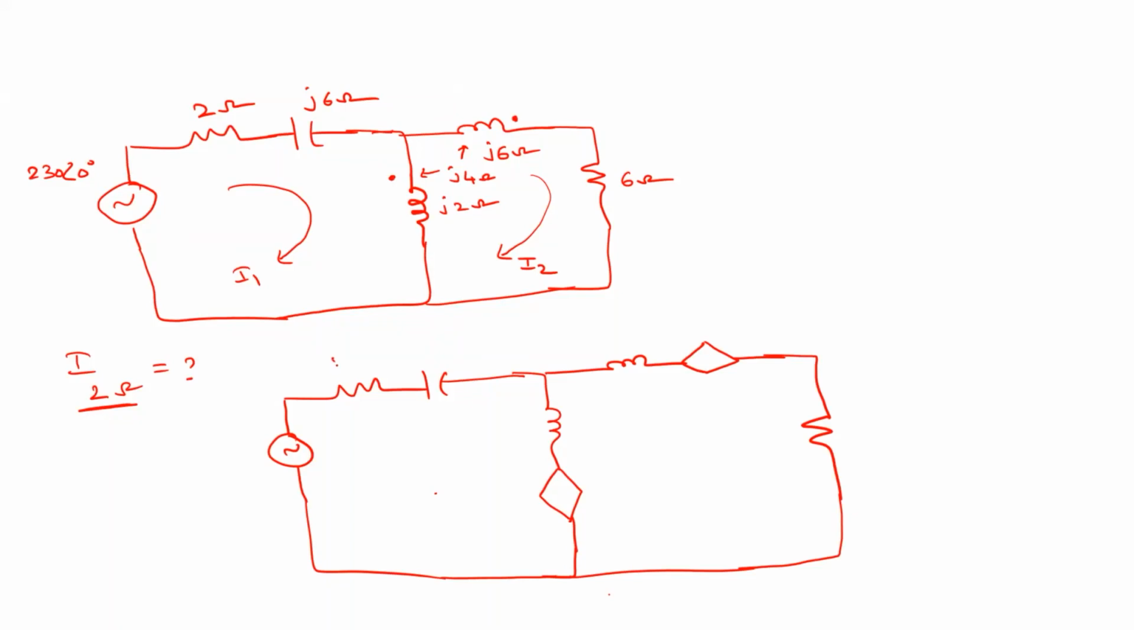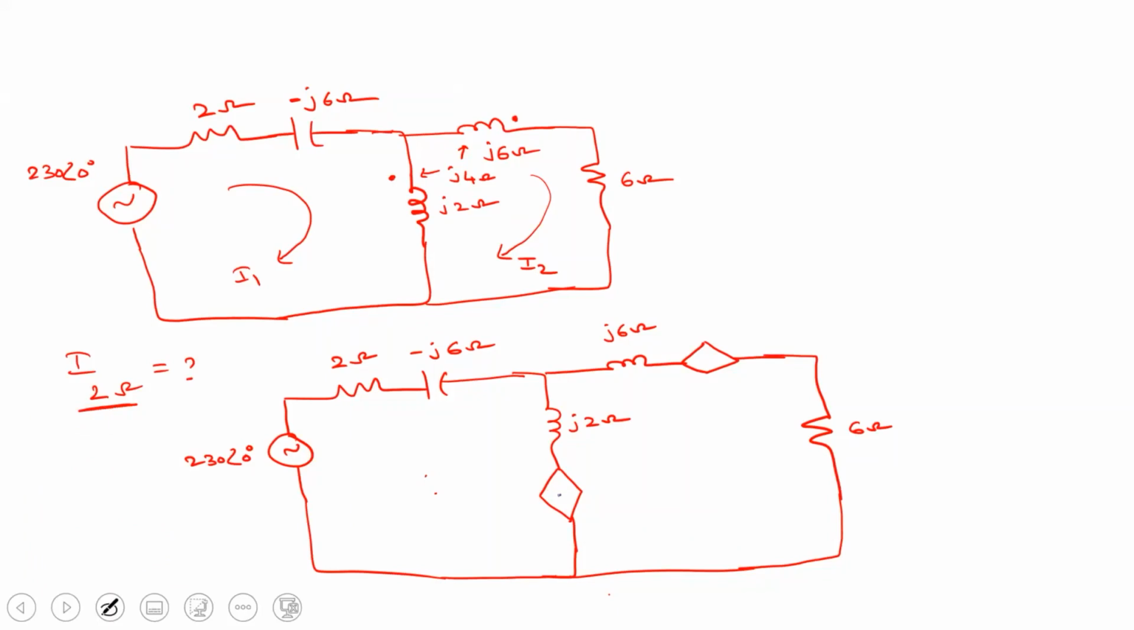There is no change here. So 2 ohm, this is minus j6 ohm. This is 230 at an angle 0. And this is j6 ohm, this is j2 ohm, and this is 6 ohm. Right? What is the next step? The polarity of the mutual voltage. Here we will identify the polarity of this one.